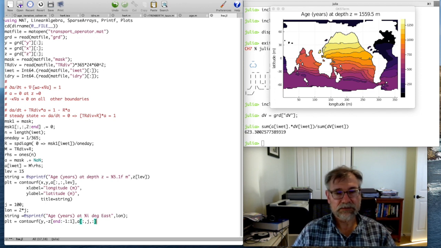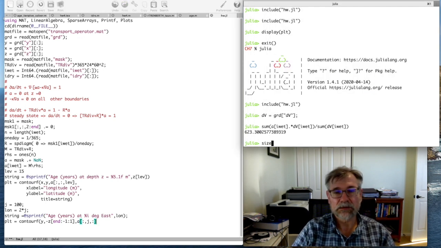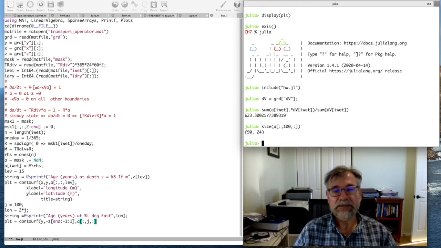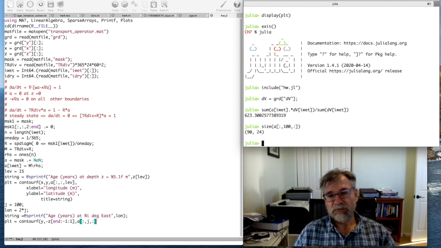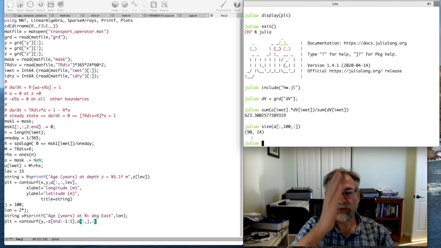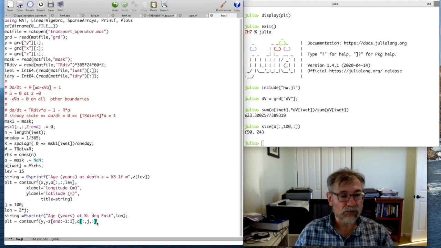And then the size of this, so if I do size of A of colon, 100, colon, it is a 90 by 24. So the first index is running the fastest, and I want the first index to be the latitude, which would be the second one. The first one should be the vertical one. So I'm going to transpose this array, and then another annoyance is that since I flipped the orders of the z's, I need to flip the order of the z indices. So I'm going to go from the end, steps of -1 back to 1.